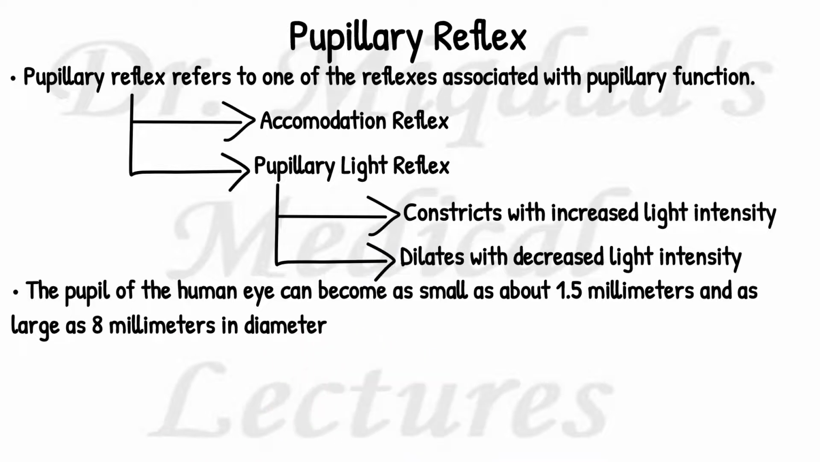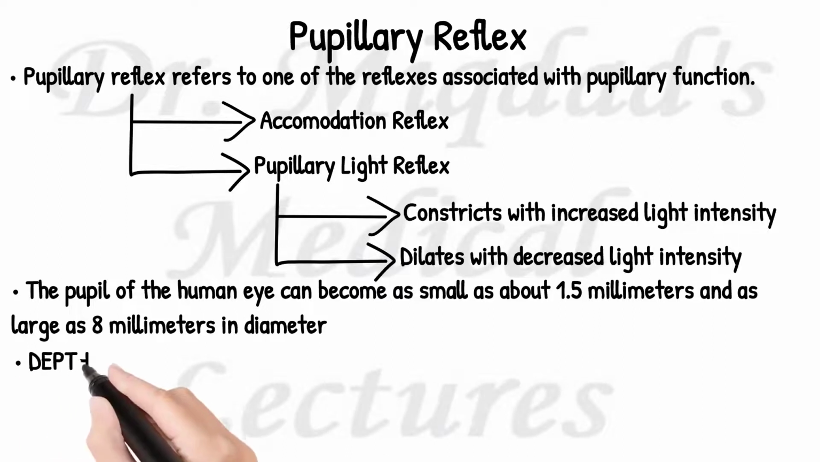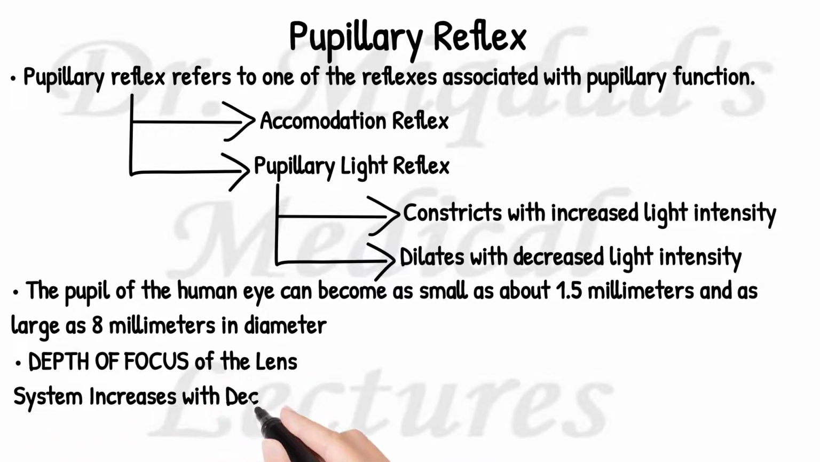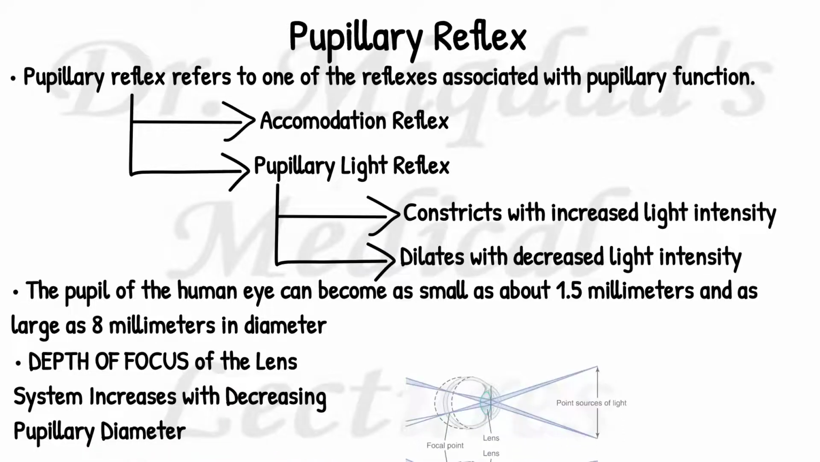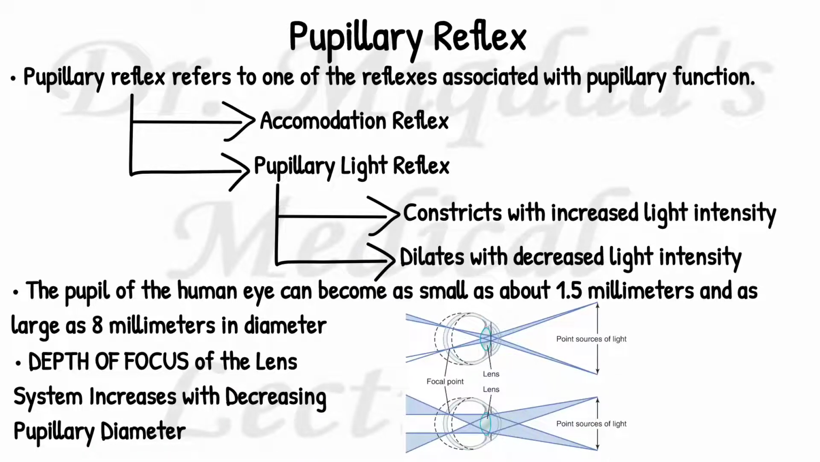Now you might be thinking why I am discussing pupillary reflex in this topic of image forming mechanisms. This is because the depth of focus and the amount of light which is entering the eye can be controlled by altering the pupillary diameter. So depth of focus of the lens system increases with decreasing pupillary diameter, as shown in the image on the right side. In this video, we have briefly discussed accommodation and pupillary reflex, but in my upcoming videos, I will discuss them in more detail. Now finally, let's come to errors of refraction.